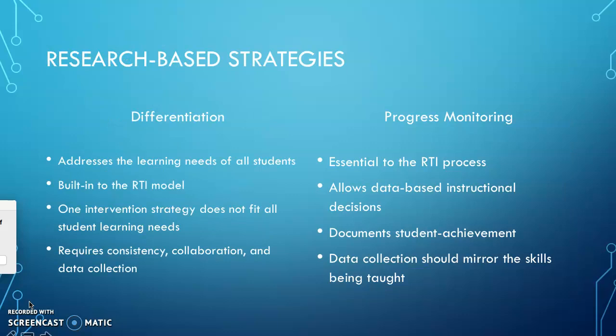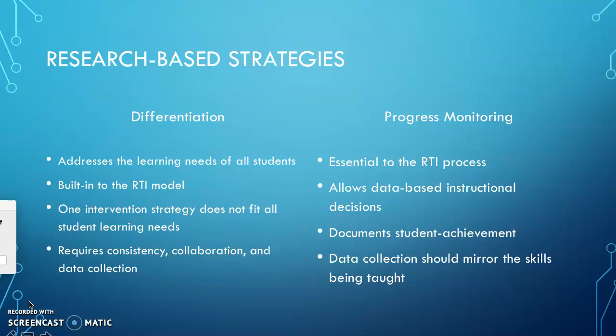Two research-based strategies that research supports when implementing intervention programs are differentiation and progress monitoring. Differentiation is used to address the learning needs of all students within the classroom. Conveniently, differentiation is built into the RTI model, since the model emphasizes that one intervention strategy just does not fit all students. Consistency, collaboration, and data collection methods are all needed to ensure that differentiated instruction is implemented to fidelity.